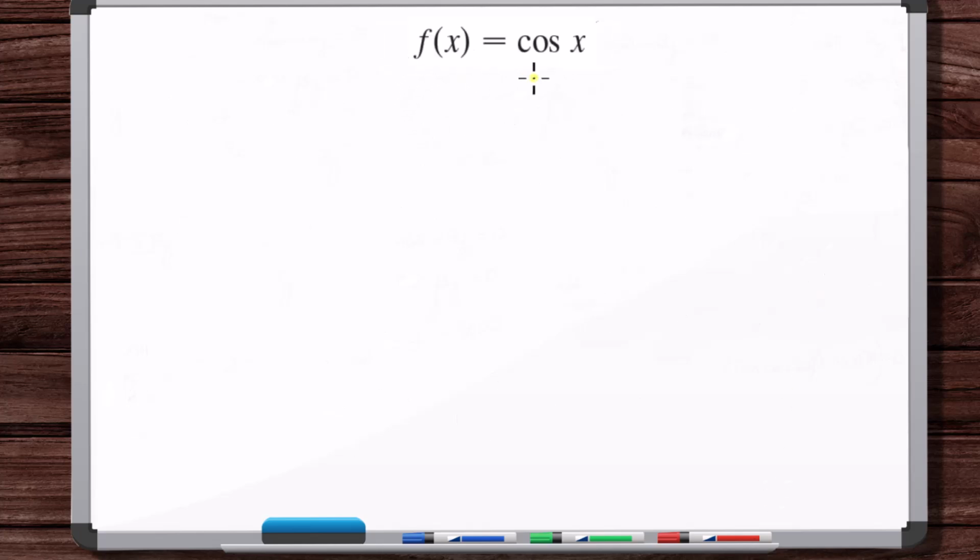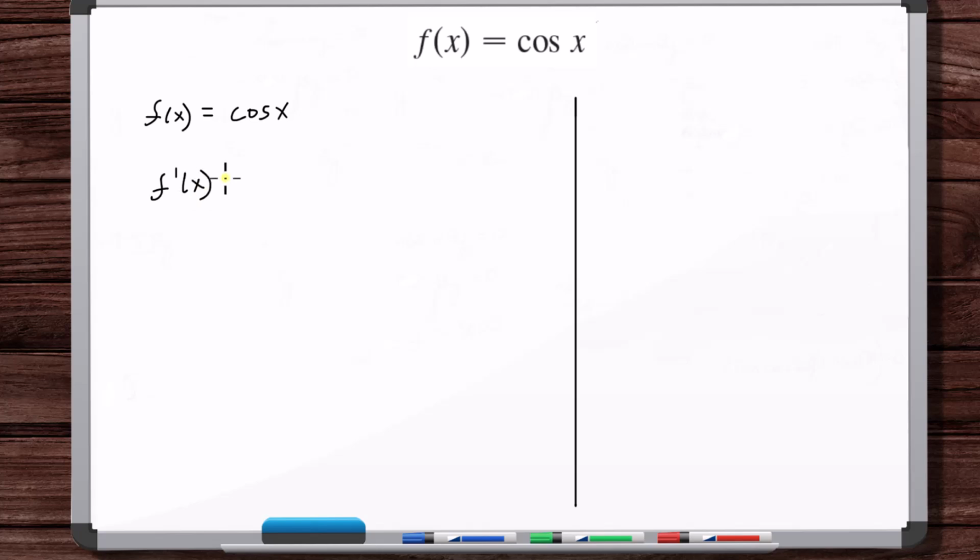Okay, let's find the Maclaurin series for cosine x. Start off with just f of x. Again, this is the 0th derivative, which is cosine x. F prime of x is minus sine x, and we're just going to go as far as we need to go to identify a pattern, or maybe identify that there isn't a pattern.